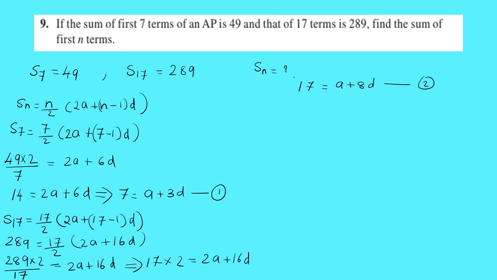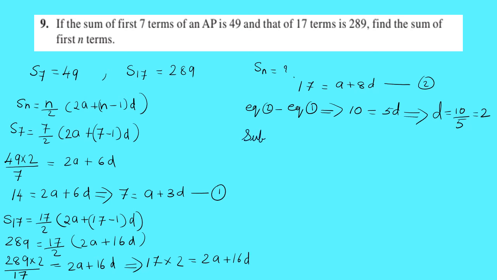Now, by using any of the algebraic methods, you can eliminate one of the variables. So, if you are subtracting equation 2 minus equation 1, you will get the first part is 17 minus 7, that is 10, equal to A minus A, that is 0, 8 minus 3, that is 5D. From this you will get D equal to 10 upon 5, that is equal to 2.